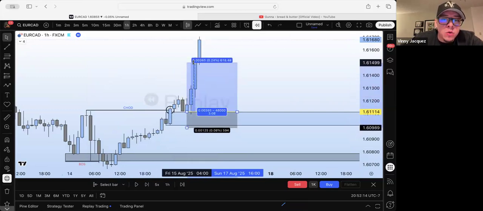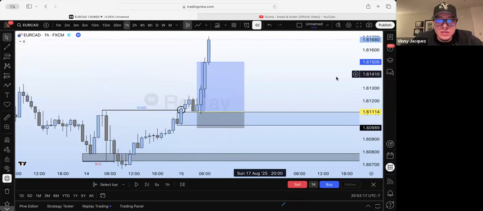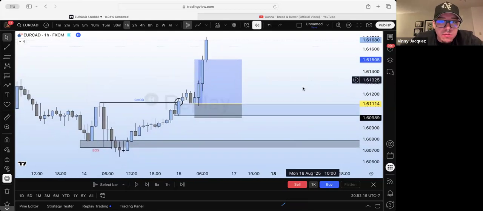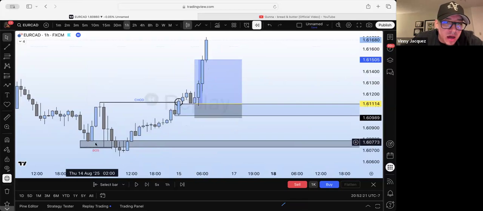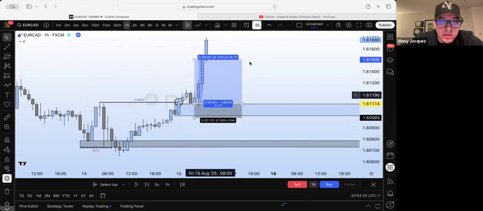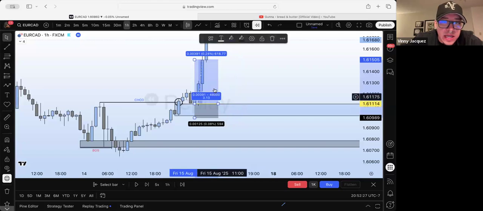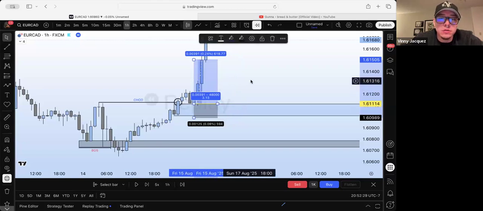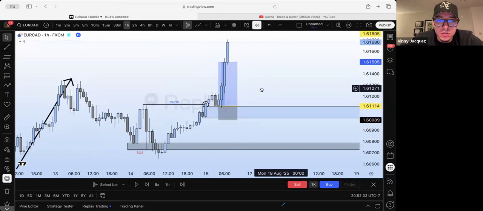1 to 3, smacked. So look at guys. As the market is coming back, I'm now focused on this setup here. This zone was already taken. That was a winner trade. That trade was a winner.